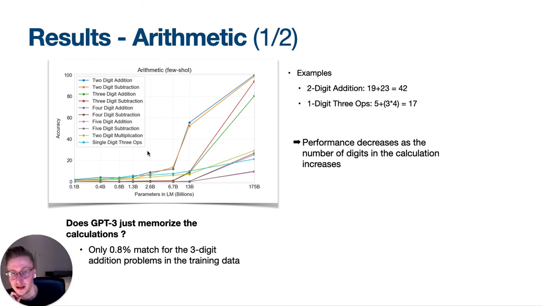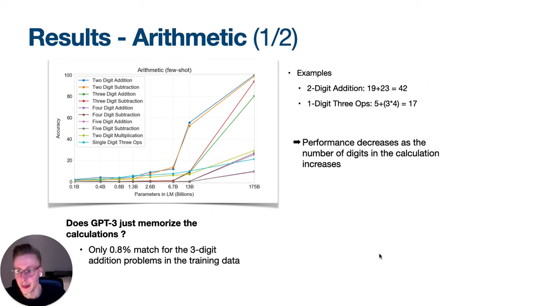And why could that be the case that it is so good on those smaller digit calculations than on the other ones? One reason could be that it just memorizes the calculation, so that the 2-digit addition is always inside the training data.